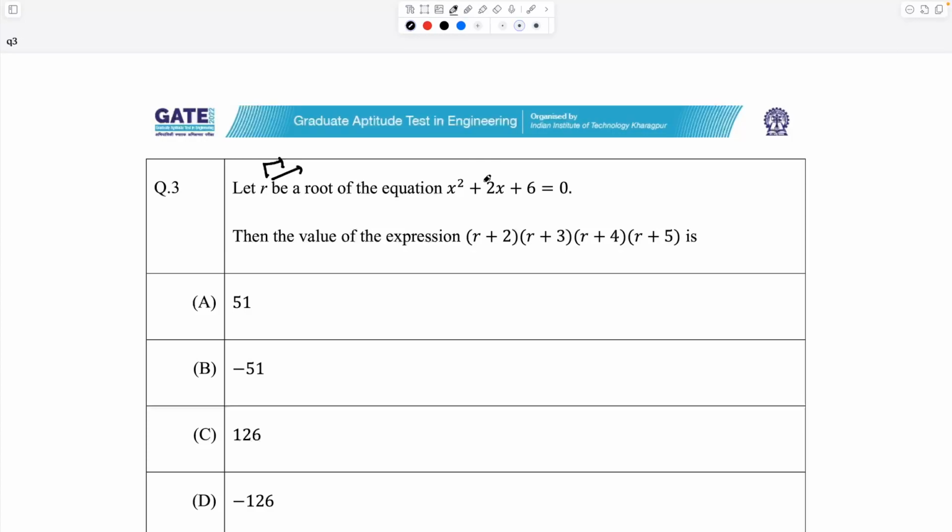For any polynomial equation, the number of values that the variable can take is basically equal to the degree of that particular equation, right? So that part we have. Then we have to find the value for the expression, this thing, right?